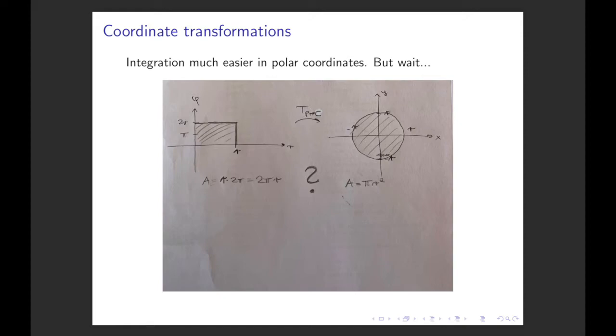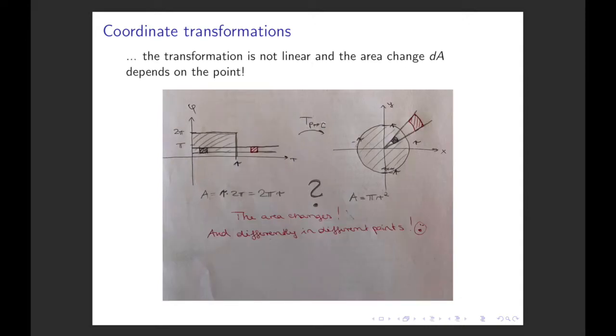So we have to work a little bit more, or rather we have to understand one more thing. The thing to understand is that the area changes. Well, that we had already in the linear coordinate transformations, but here the situation is a bit worse because it's not linear. The area changes, and it changes differently in every point. Okay, let's look at that.